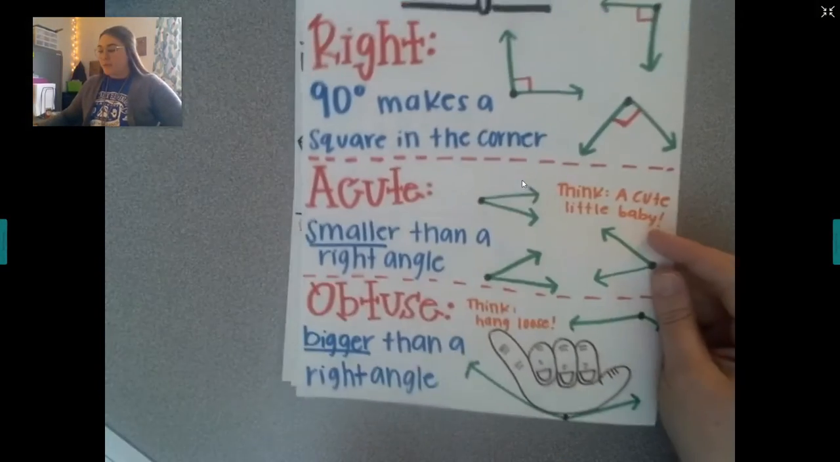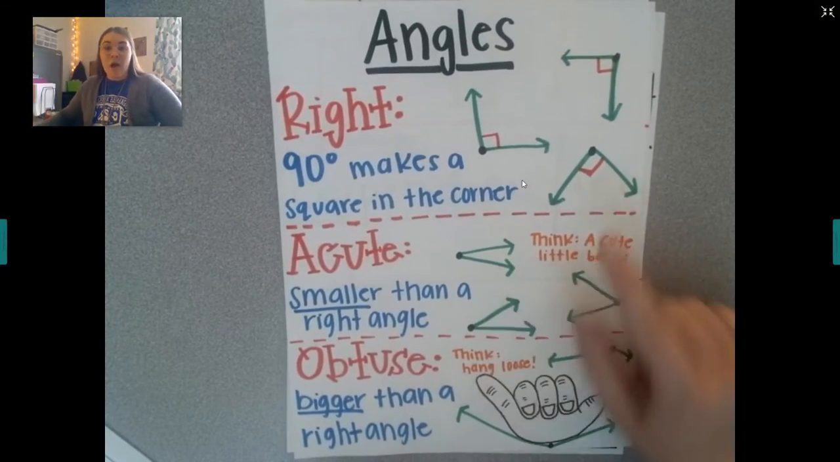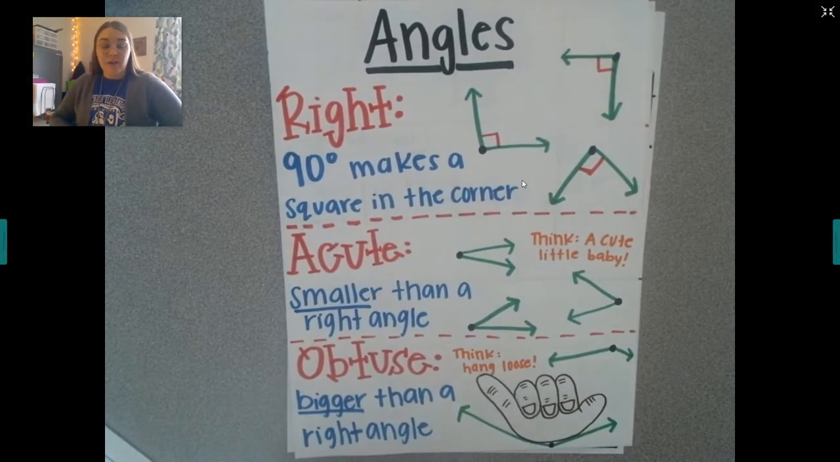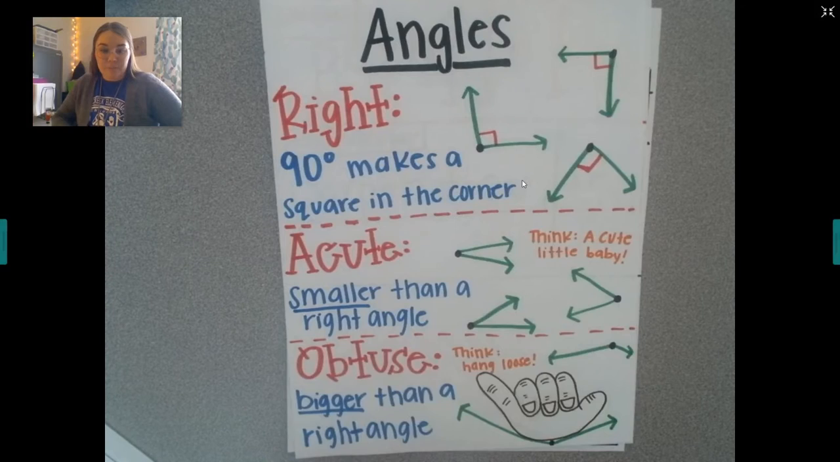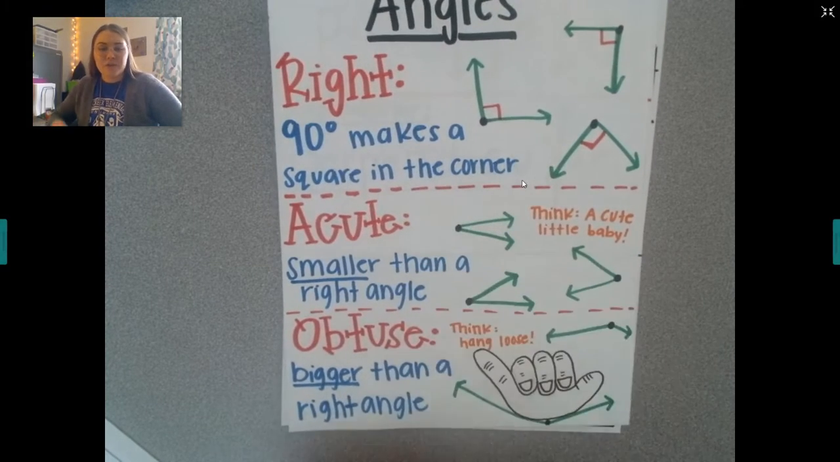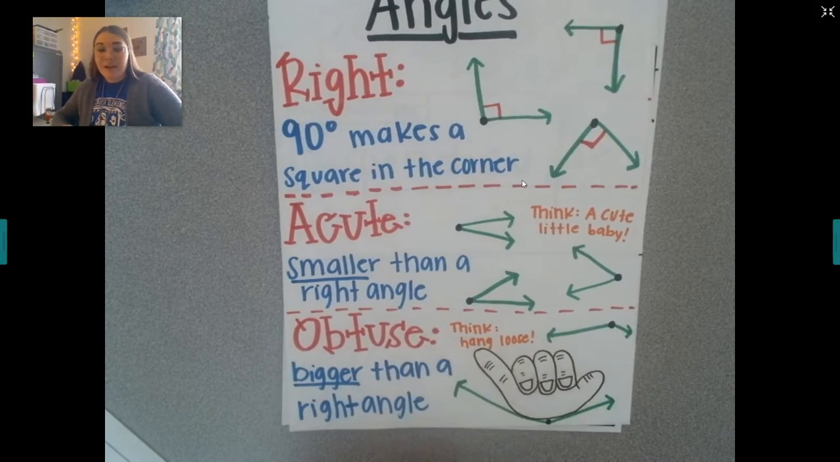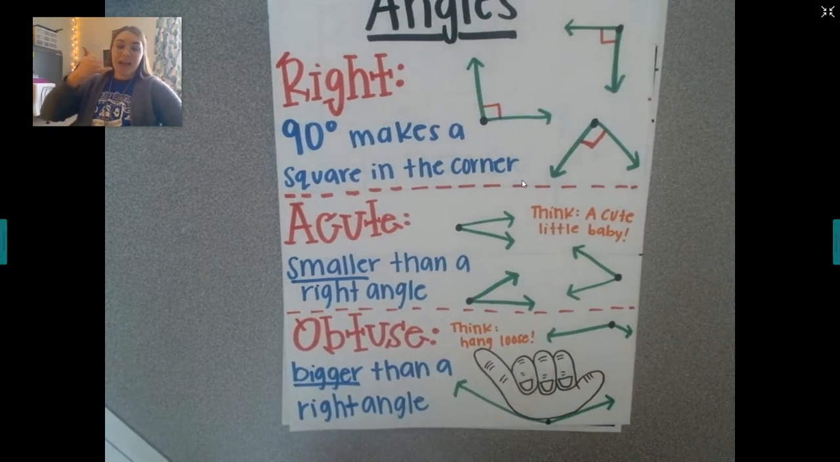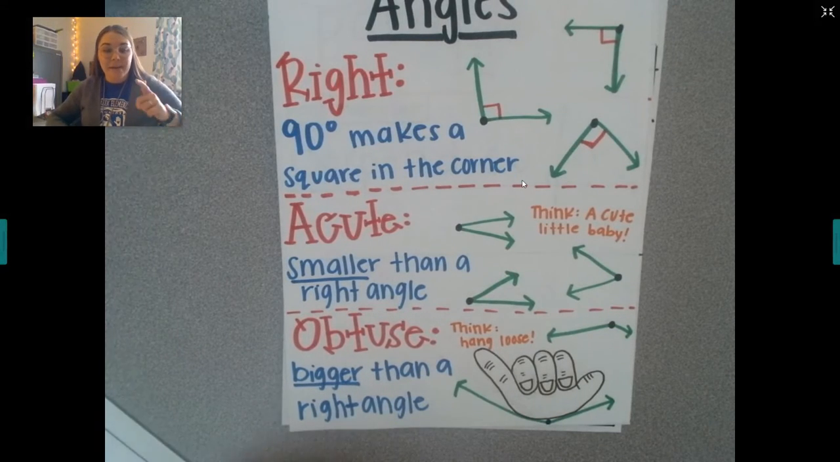Now let's talk about the three different kinds of angles that we've learned about. A right angle is a 90-degree angle, and it makes that little square in the corner. Then we have acute angles. Those are a cute little baby, and those are smaller than a right angle. They're less than 90 degrees. Then we have an obtuse angle. That's when we think hang loose, and that is bigger than a right angle. A right angle makes an L.